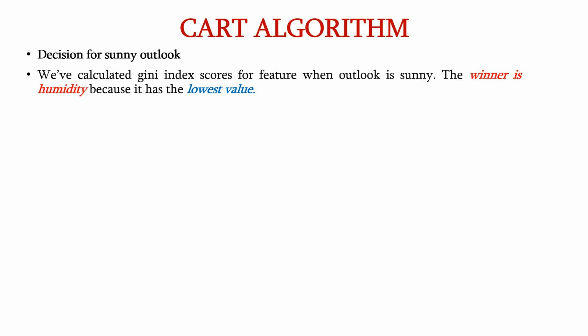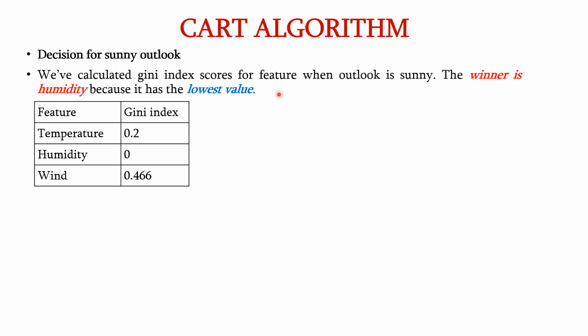So now let us see the final decision for sunny outlook. We have calculated the Gini index scores for features when outlook is sunny. For temperature the Gini index is 0.2, for humidity it is 0, and for wind it is 0.466. So the winner is humidity because it has the lowest value, 0.